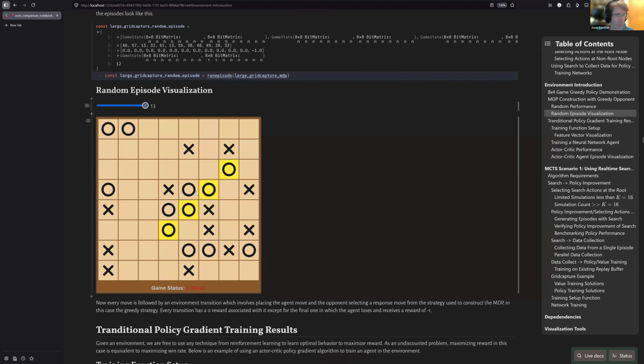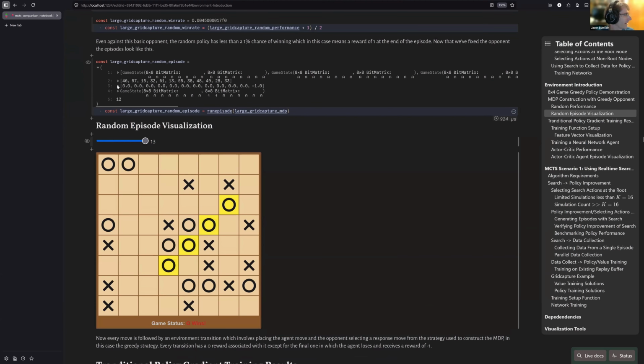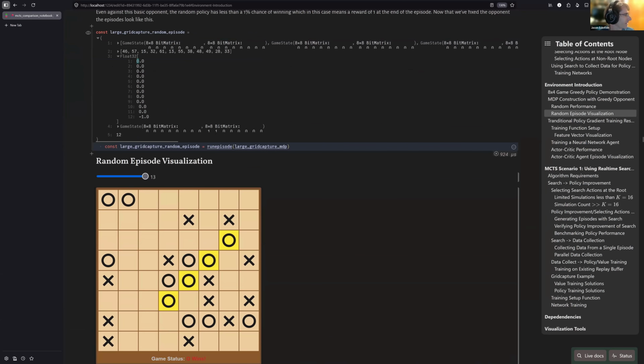Here, the O player has succeeded on this diagonal. And these are the rewards. For every step, there's no reward until we get to the very end, and on step 12, there's a reward of -1.